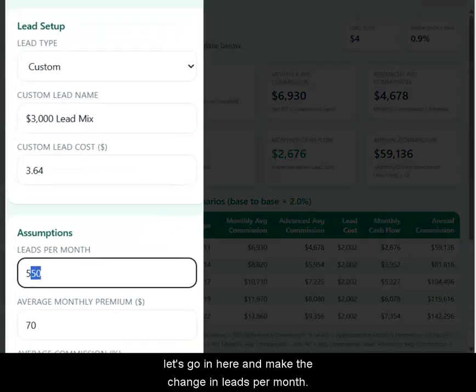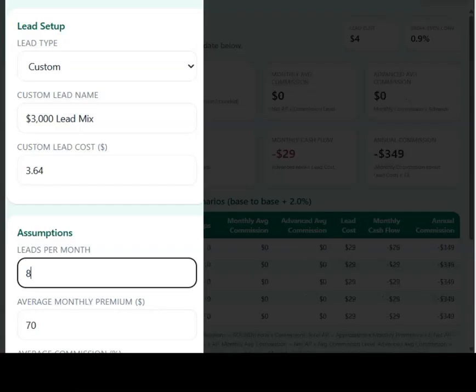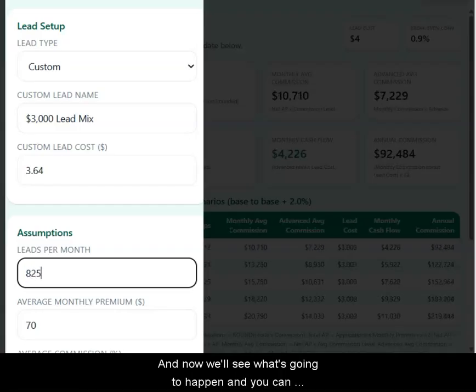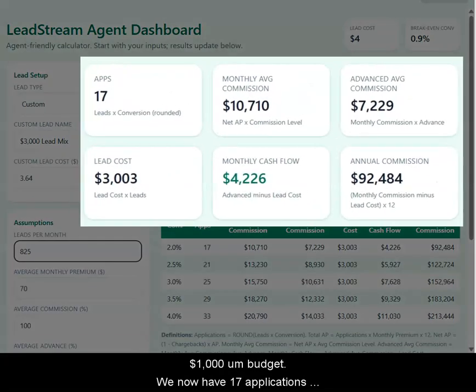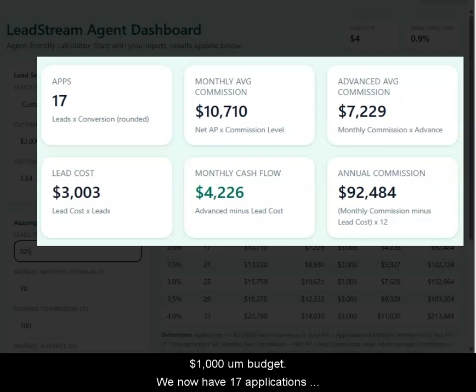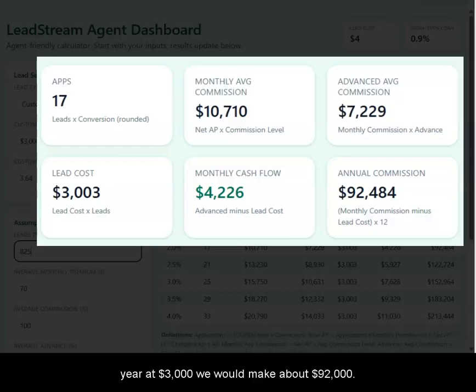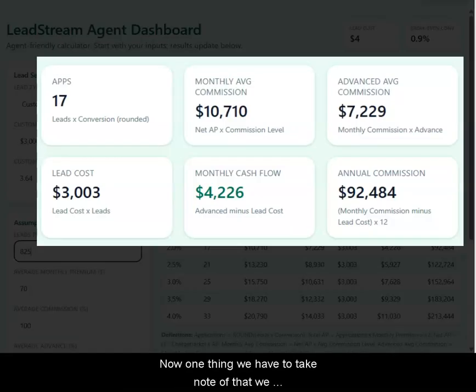Let's go in here and make the change in leads per month. And now we'll see what's going to happen. And you can see this has been a pretty linear scaling from the $1,000 budget. We now have 17 applications. We now will have $10,710 in monthly commission. Our average advance will be $72.29. We subtract out the $3,000 a month that we're going to spend, and we'll end up netting $42.26, which if we do for every month of the year at $3,000, we would make about $92,000.